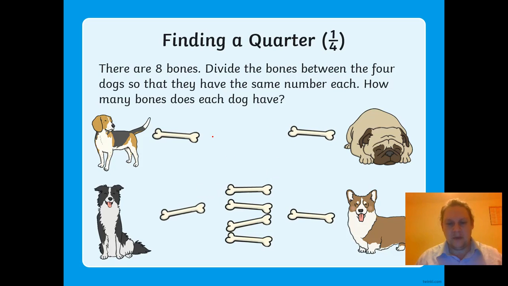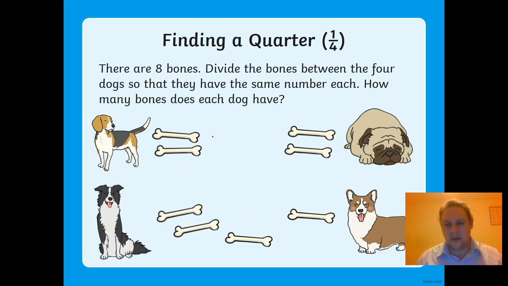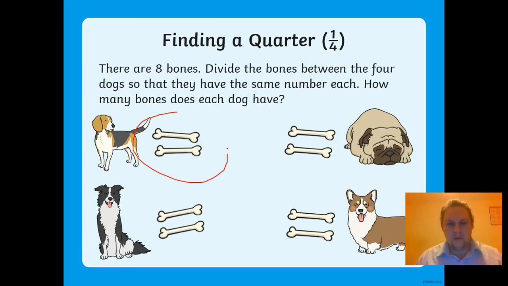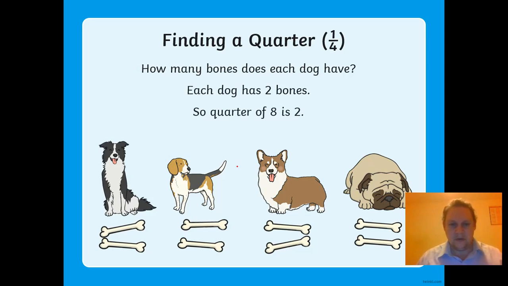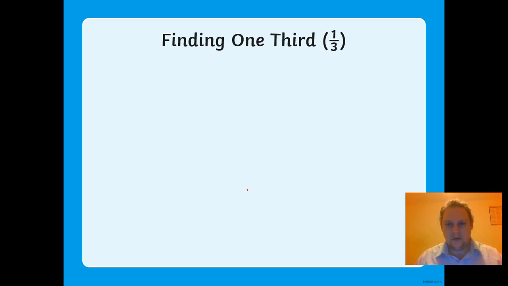We're going to use the other method where we hand off 1 to each and keep going until we've got 4 equal groups. And now we've got 2 in each group. Happy dogs. They've all got 2 bones each. How many bones do we have? Each dog has 2 bones. So quarter of 8 is 2. And the way that we write that is quarter of 8 equals 2.